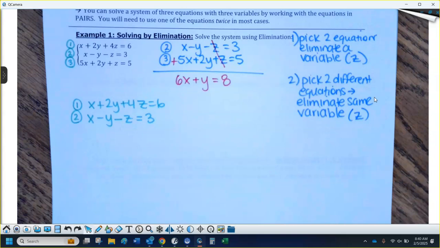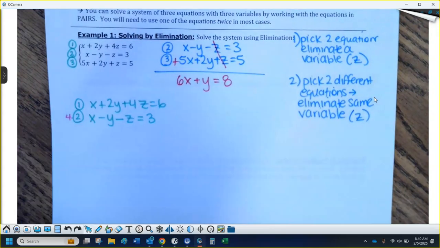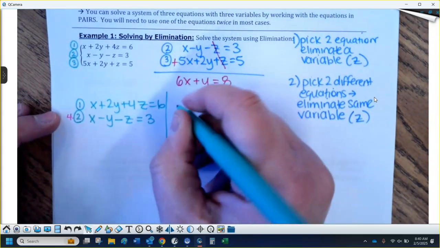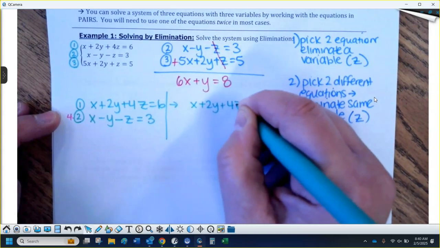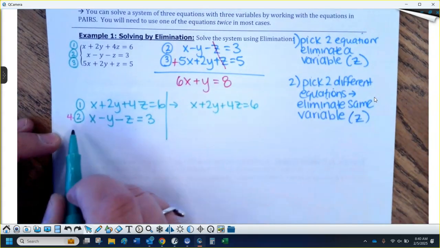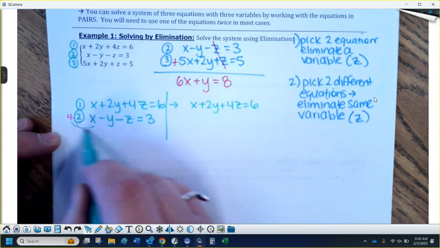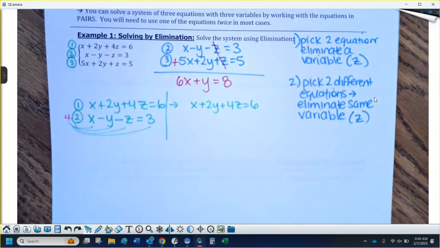I'm not multiplying 4 by anything to get 1, but could I multiply 1 by something to get 4? What would you multiply the second equation by? 4. You don't need to introduce a negative or anything like that. So all I'm going to do is run a 4 through the second equation. Okay, so I'm going to come over here. I'm going to copy the first equation, just x plus 2y plus 4z equals 6. And I'm going to run a 4 through all the terms and the plain number of that second equation.